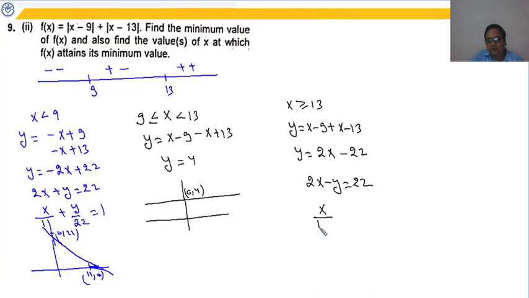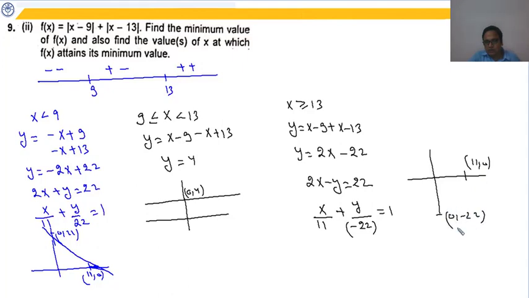We convert into intercept form: x upon 11 plus y upon minus 22 is equal to 1. We should draw this line. It passes through (11, 0) and (0, minus 22). That is, this is inclined upward.